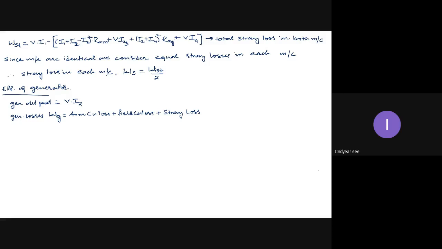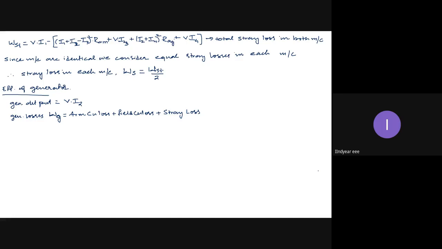When the machine is loaded, voltage will not remain constant. Voltage will drop. Therefore, there is a possibility that field current may vary. It may vary very slightly, not even 2 to 3%. But conceptually, field current will vary when the machine is loaded. That variation is neglected.